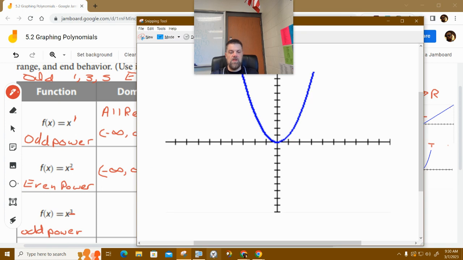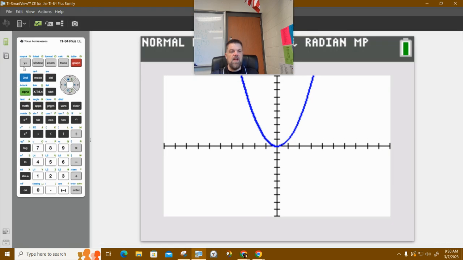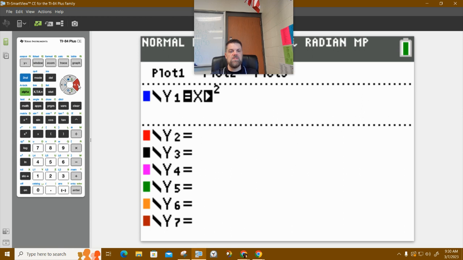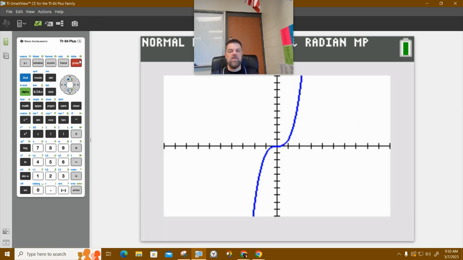So now I have x to the third power. That is an odd power of x. 3 is an odd number. What do you think we're going to do? Let's graph it. I'm going to come back in here to y equals, go to my little number and change that to a 3 and hit the graph.